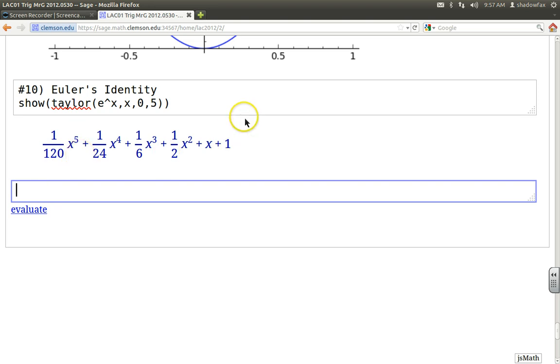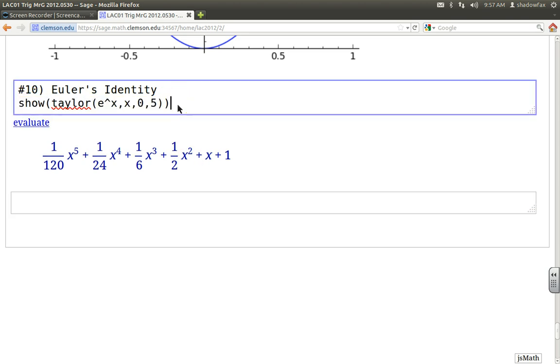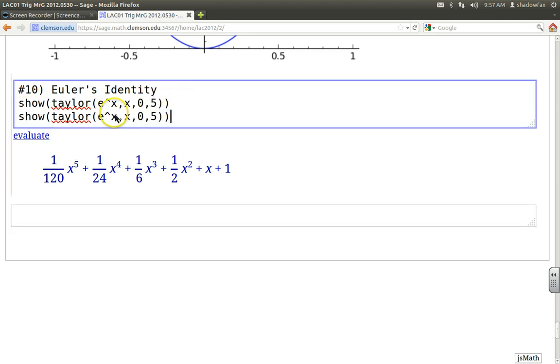But wait. What if I wanted e to the ix, where i is the square root of -1? Well, now you know how to do it, don't you? Just take every x and do what? If I want e to the ix, not x, just plug in ix. It doesn't quite give you a series, though. It just gives me e raised to the x raised to the i. And that's all it gives me.